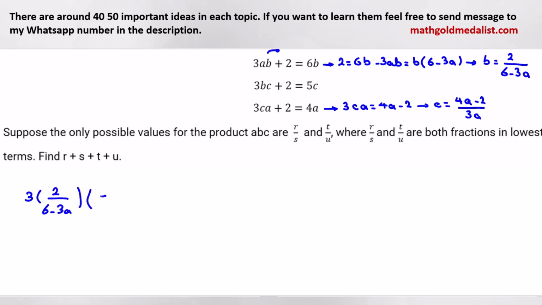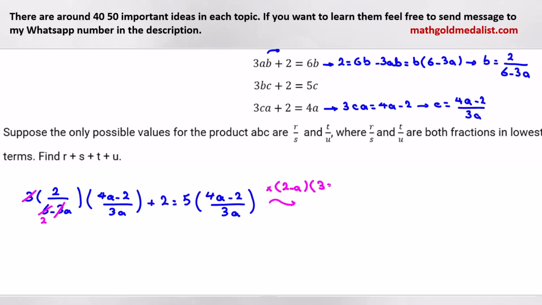C, 4A minus 2 over 3A, plus 2 is equal to 5 times C. C is this one: 5 times 4A minus 2 over 3A. Now, here we can cancel 3 from both numerator and denominator. It will be 2 minus A. And then I want to get rid of the denominator, so I multiply by 2 minus A times 3A.